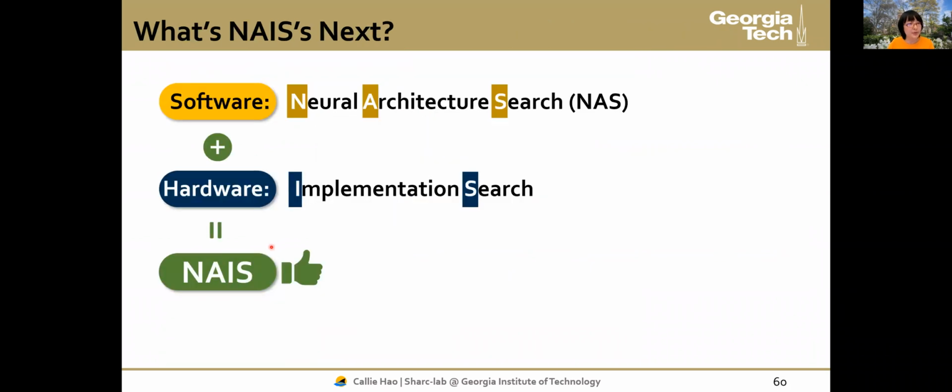Okay, so this is what we have so far. We talked about how to do a NICE work. We have software and hardware implementation search. We combine them together and we have this very nice approach. And we demonstrated that this approach is really effective. And now the question is, what is next? What is in the future?